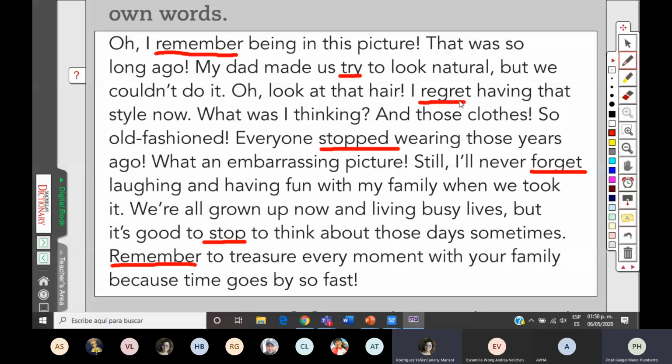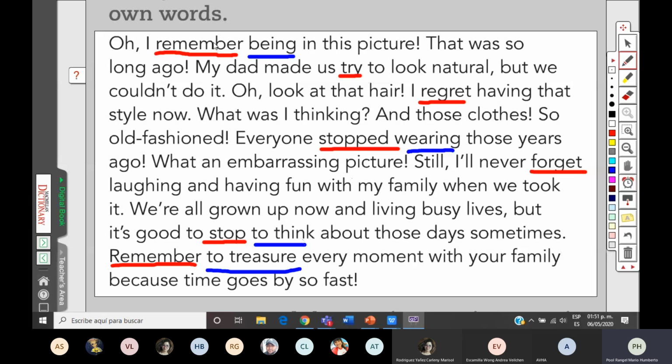Pero fíjense, si se fijan, we have these verbs, and some of them, fíjense, aquí tenemos remember, pero acá tengo también remember, to treasure. Tengo stop wearing y tengo stop to think.